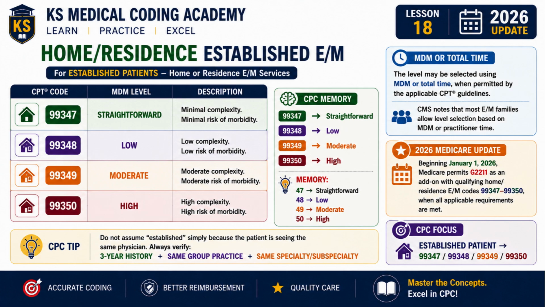The level may be selected using MDM or total time, when permitted by the applicable CPT guidelines. For 2026, Medicare also allows G2211 with these qualifying home or residence E/M codes when the applicable requirements are met. For the CPC exam, remember: 99347 straightforward, 99348 low, 99349 moderate, 99350 high. Easy memory trick: 47, 48, 49, 50 equals straightforward, low, moderate, high.